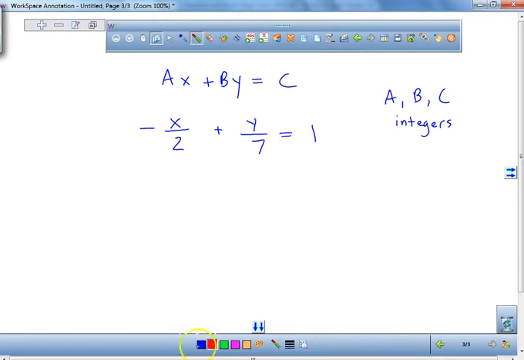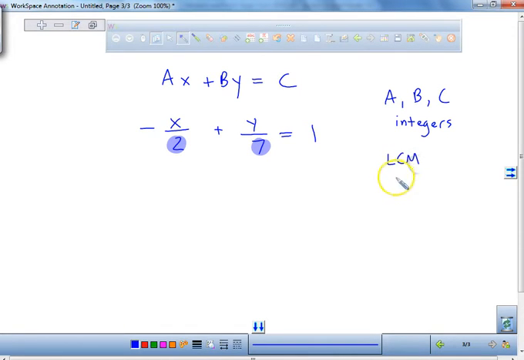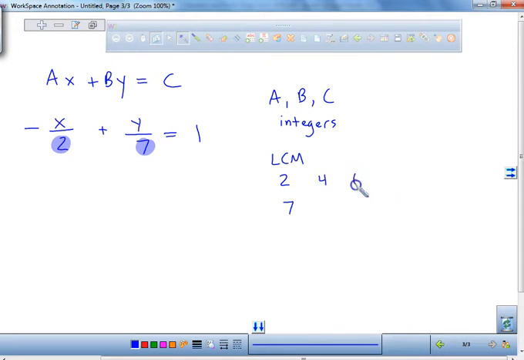So here's what you have to look for. You have to look for this number and this number. These right here, we got to find what's called their least common multiple. So what is the least common multiple between a 2 and a 7? What's multiples of 2? 2, 4, 6, 8, 10, 12, 14, 7, 14.